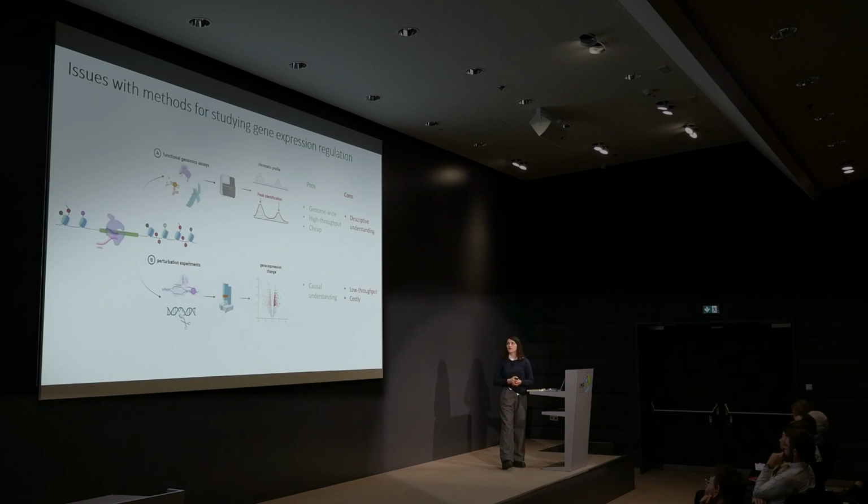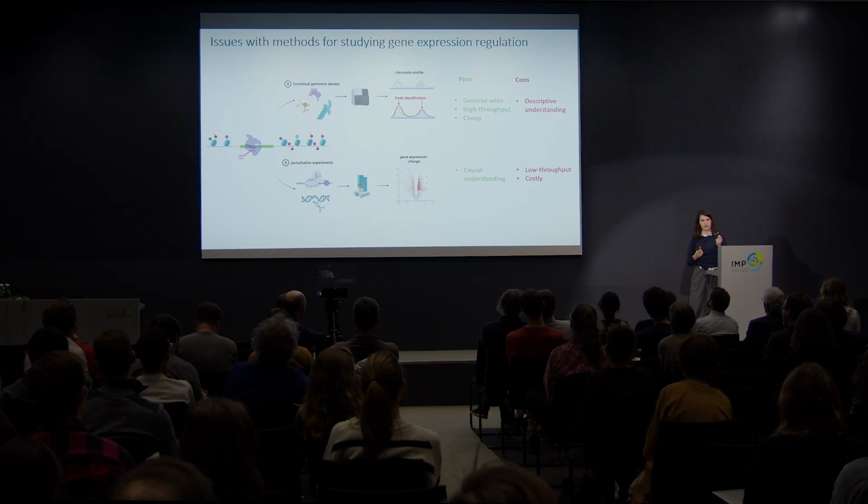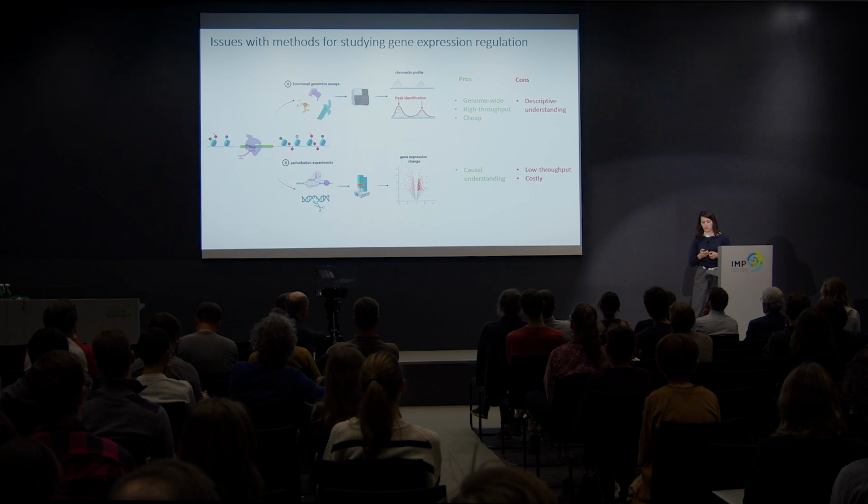And on the other hand, we also have perturbation experiments, which was also alluded to before. For example, CRISPR interference, where we can directly change the genomic sequence or the regulatory elements, enhancers, by inactivating them. And then we can track how gene expression changes across the genome to identify the target genes. This provides a very nice causal understanding of where these enhancers are, but they are lower throughput and very costly to run as well. And so they are usually targeted at, for example, open chromatin regions only of the genome.